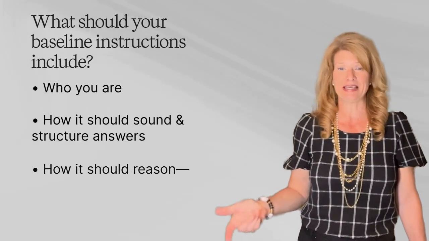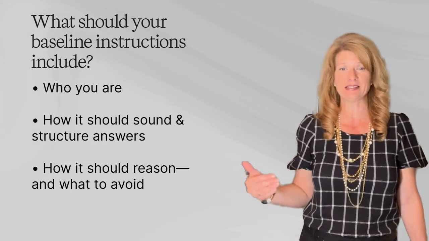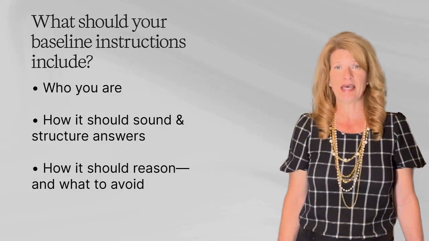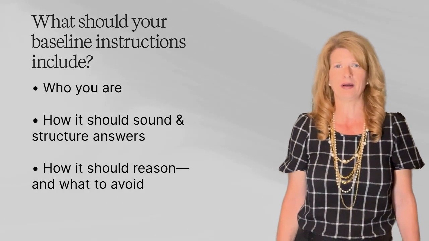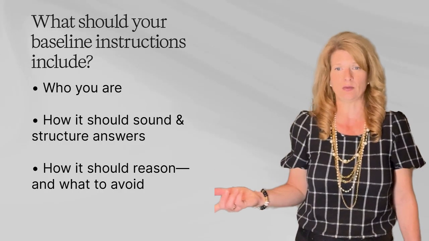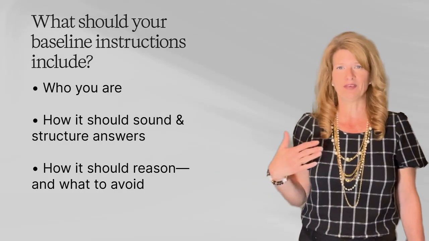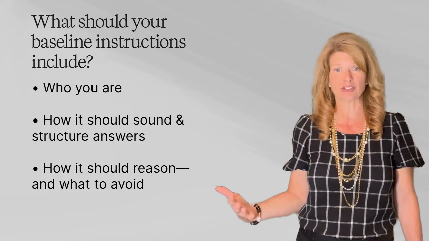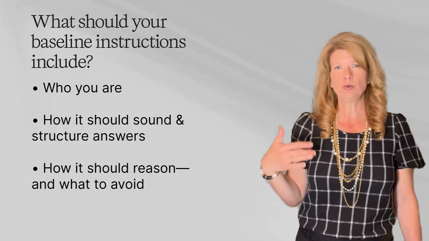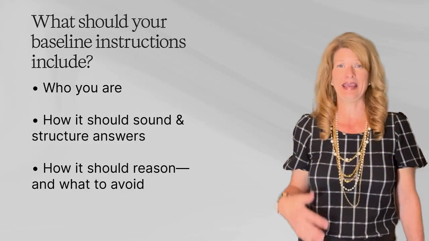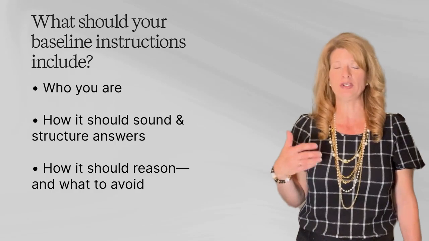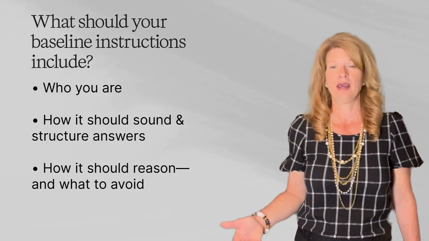The short version is this. Your baseline instructions should tell your AI who you are, how you want it to sound, how you want the information it gives you back structured, how you want it to reason, and most importantly, I think, what you want it to avoid. And if you use AI for both work and your personal life, you really need to keep those baseline instructions fairly broad.